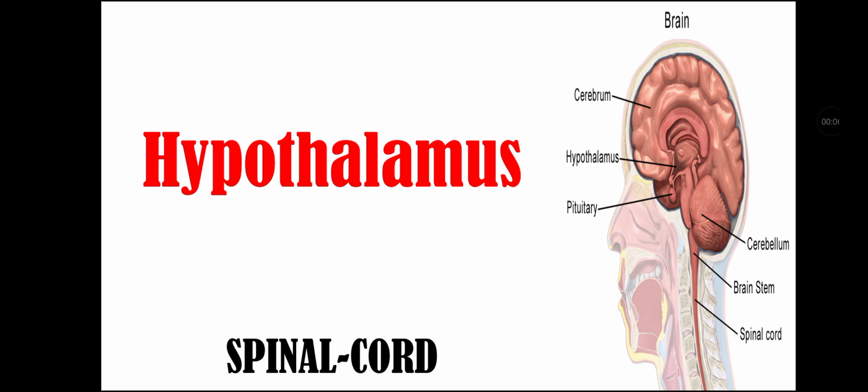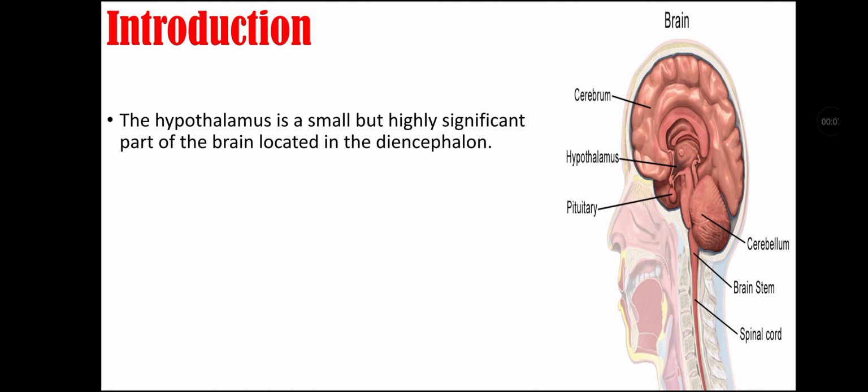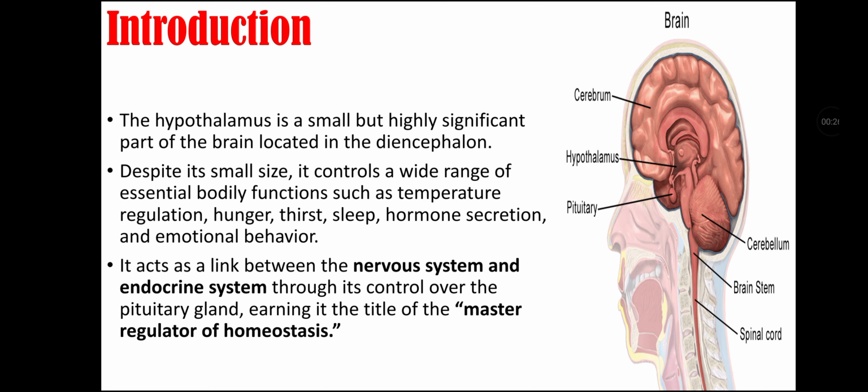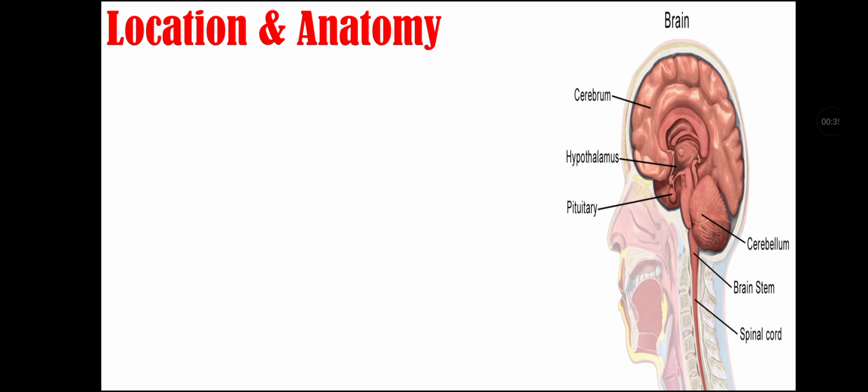So let's start our topic with introduction. Hypothalamus is a small but highly significant part of the brain that is located in the diencephalon. Despite its small size, it controls a wide range of essential bodily functions such as temperature regulation, hunger, thirst, sleep, hormone secretion, and emotional behavior. It acts as a link between the nervous system and endocrine system, through its control over the pituitary gland, earning it the title of the master regulator of homeostasis.